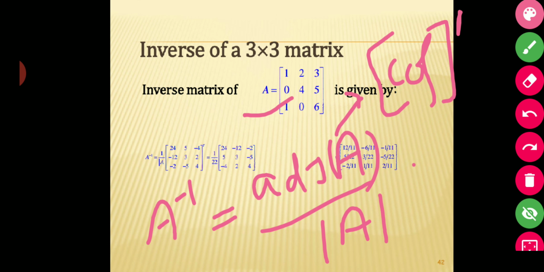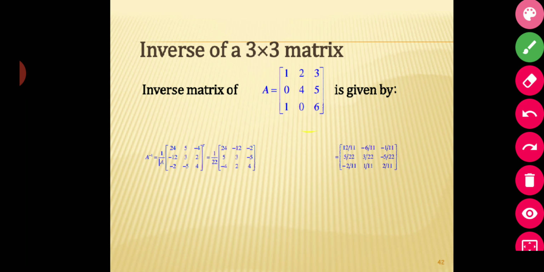Now A inverse equals 1 upon determinant A times the transpose of the cofactor matrix, and you get this. Clear?